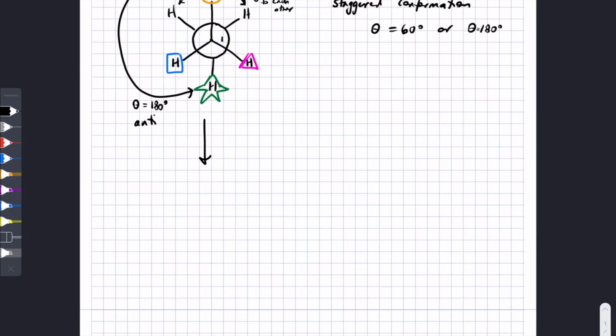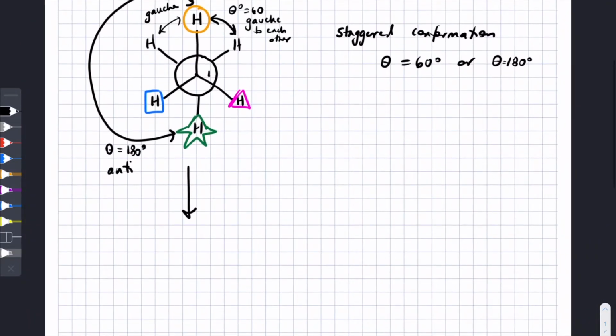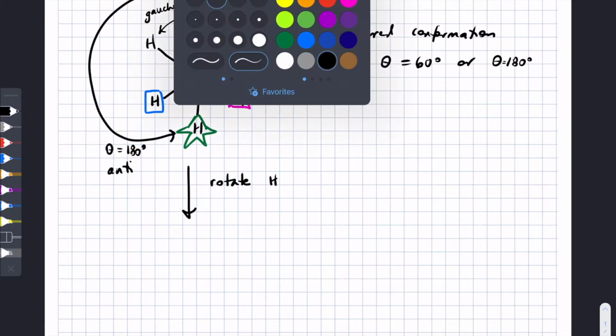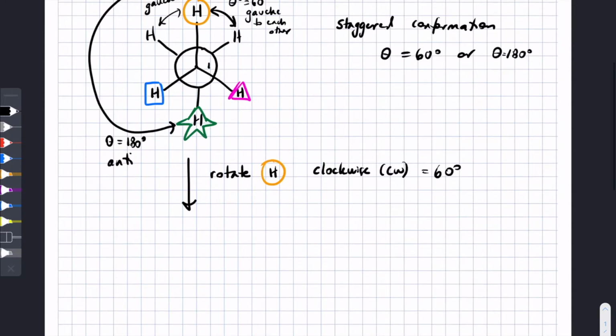Let's imagine taking your molecular tweezers and grabbing hold of the orange circle hydrogen, like we did in that animation, and let's just imagine that we rotate that orange hydrogen. For the sake of discussion, let's say clockwise. It could be counterclockwise, it doesn't matter. We're going to choose clockwise just to be consistent through this discussion, and we're going to rotate clockwise by 60 degrees.